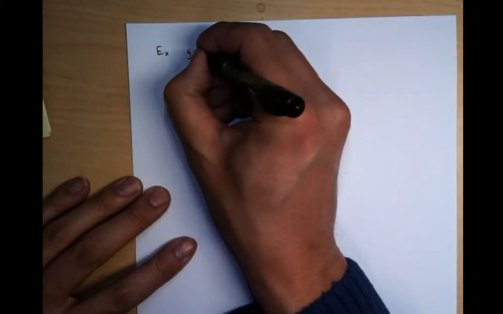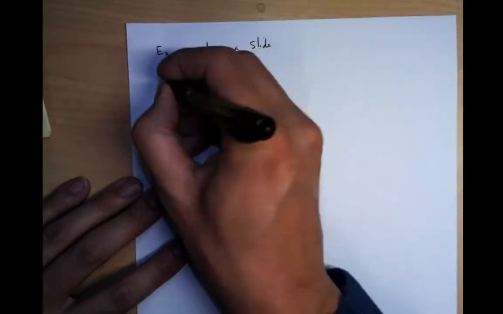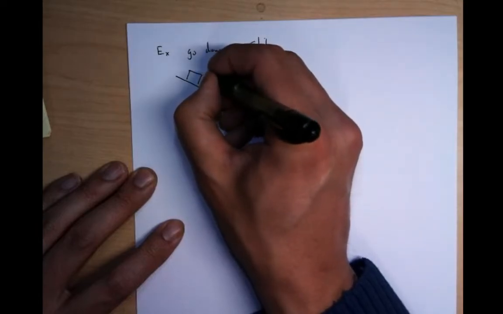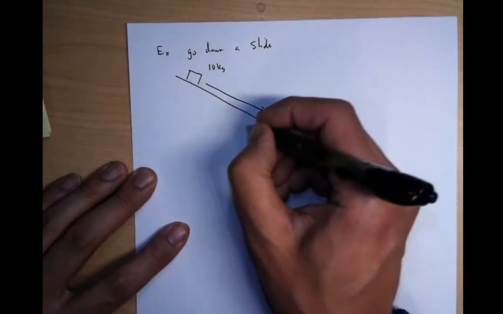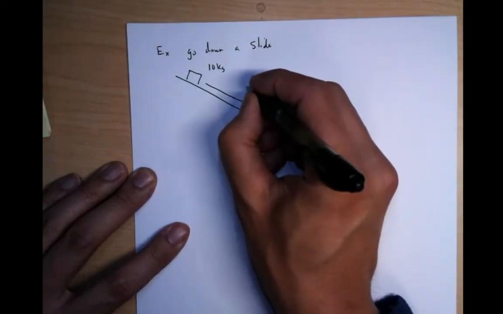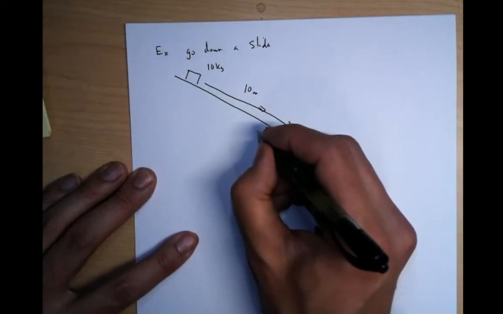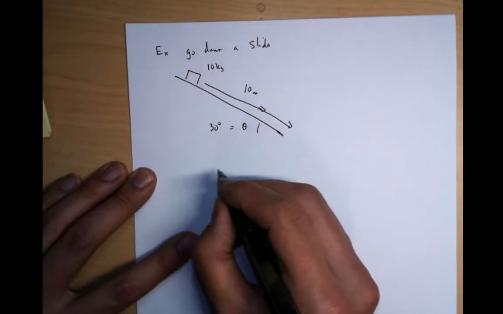Let's go down a slide or plane. Imagine I have an object here. It sits up here with a mass of 10 kilograms. It slides down this thing, right? Let's say it slides 10 meters or so, all the way down to the bottom. And this angle here is 30 degrees, say.